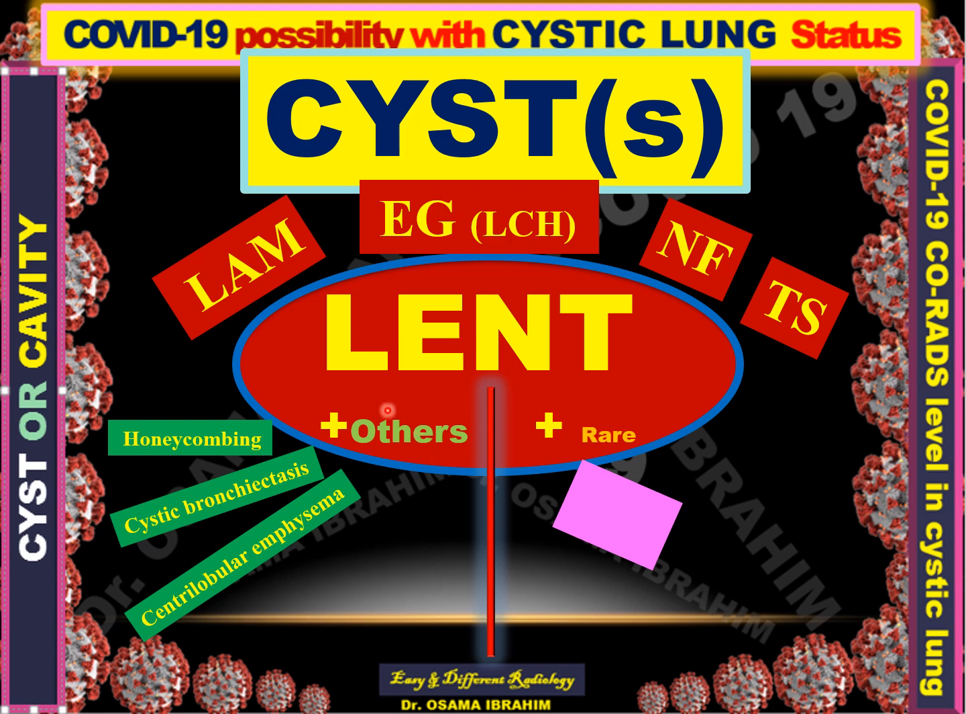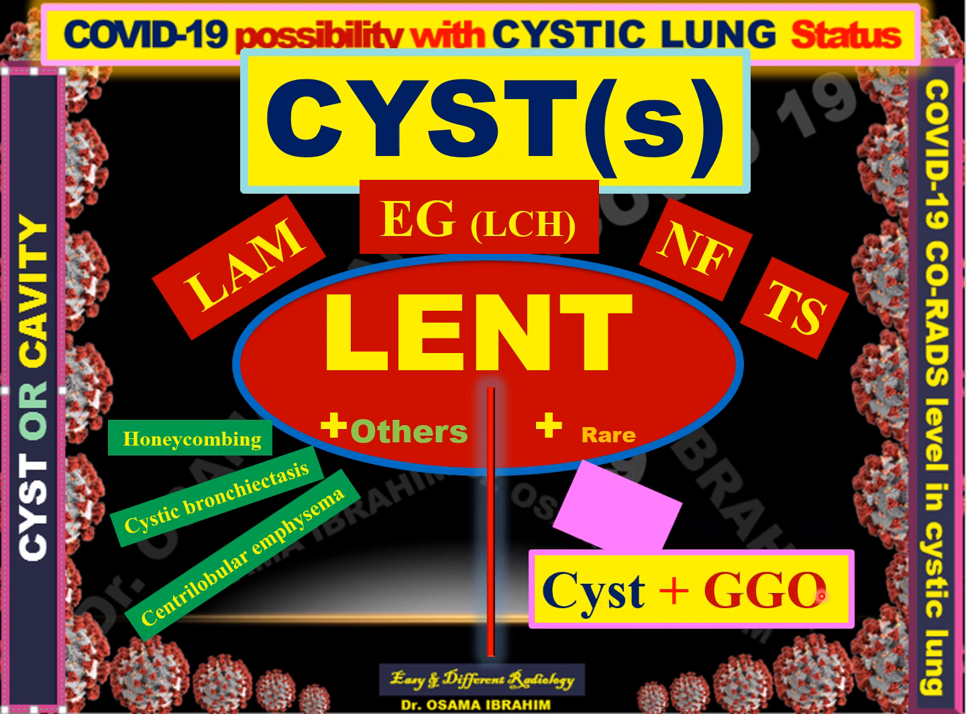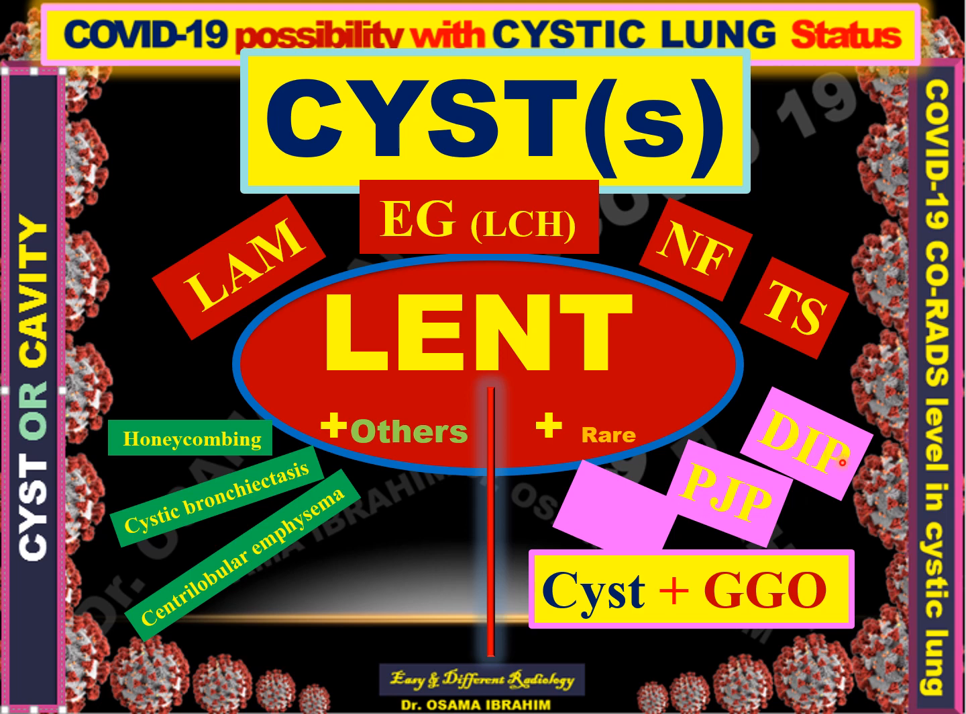So the green group is called the others, the red group is called the diseases which cause cysts in the lung, and the pink one is for cysts with ground glass opacity, which has three diseases most commonly. The three most common diseases are DIP, desquamative interstitial pneumonia; PJP or PCP, Pneumocystis jirovecii pneumonia; and LIP, lymphoid interstitial pneumonia.